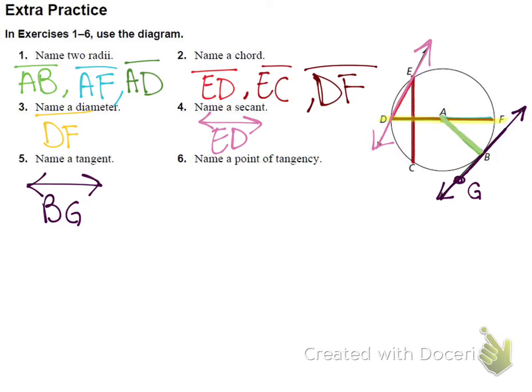Where'd you get the G from? Did you make the G? We sure did. There should have been another point, or there should have been a lowercase letter. So if there had been a lowercase letter, we could have said line and then that letter. What is the point of tangency? It is B. So you can either say B or you could say point B. Same thing. But it's the point where the tangent line touches the circle.